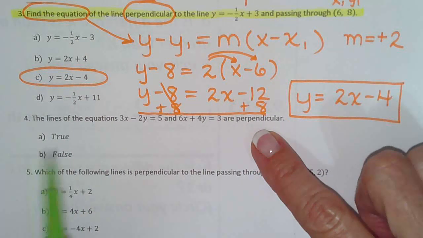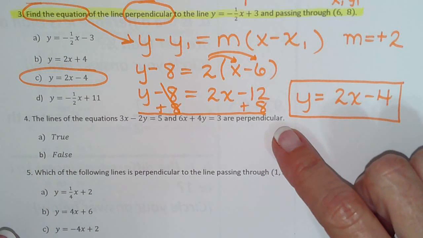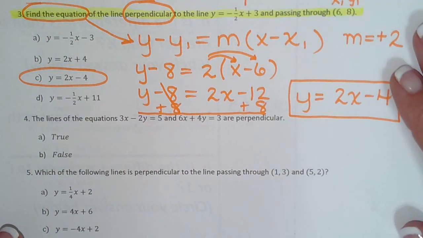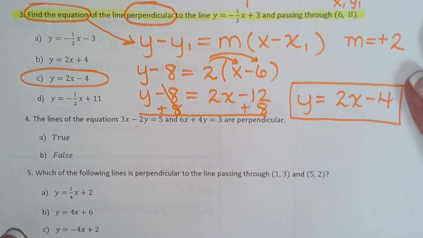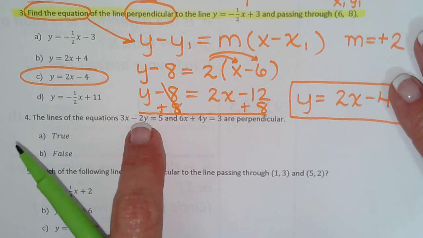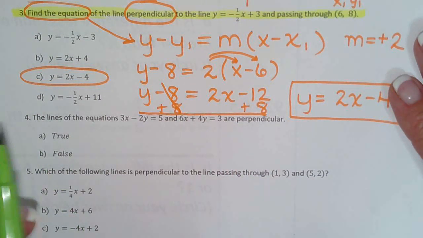So are these lines perpendicular? I hope you realize that you cannot tell that at this point. Neither equation is solved for y, so even though this looks like a simple little problem, it has quite a bit of work to do. So I have to get y alone in this equation and y alone on this equation.